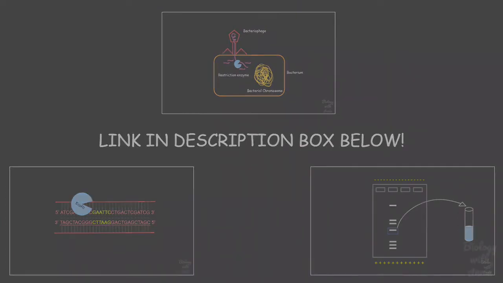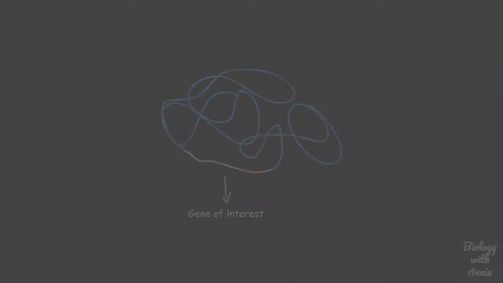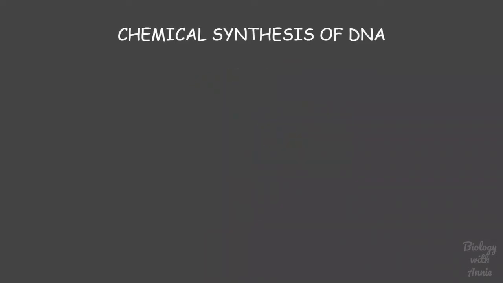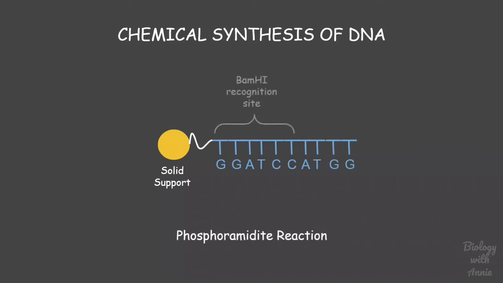Now imagine there is no appropriate restriction site around your gene. Then what do you do? An alternative is to chemically synthesize your gene of interest. This involves knowing the sequence of your gene and adding the nucleotides in order one by one via the phosphoramidite reaction. When generating the fragment, restriction site sequences are added at the ends so that they can be digested by restriction enzymes. This will provide the sticky ends needed for ligation.